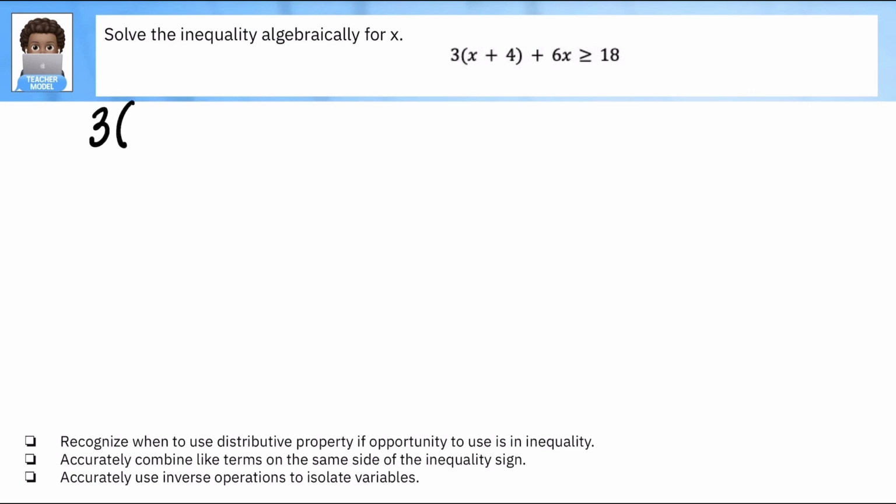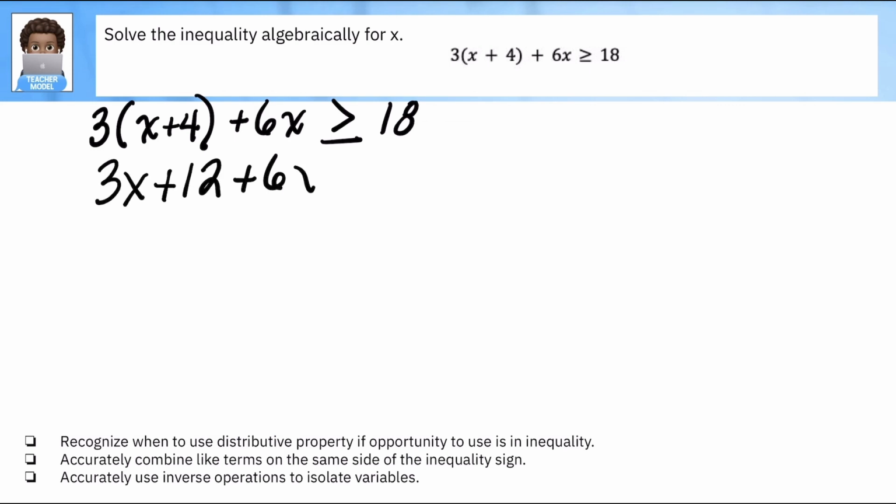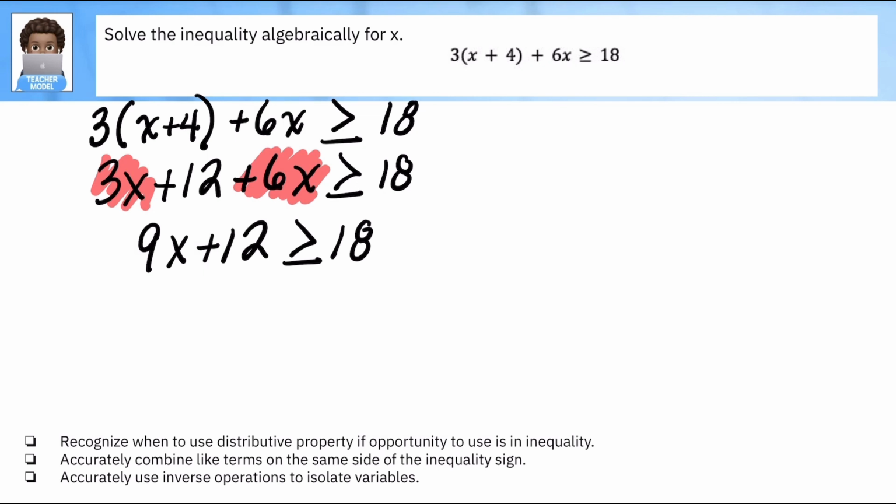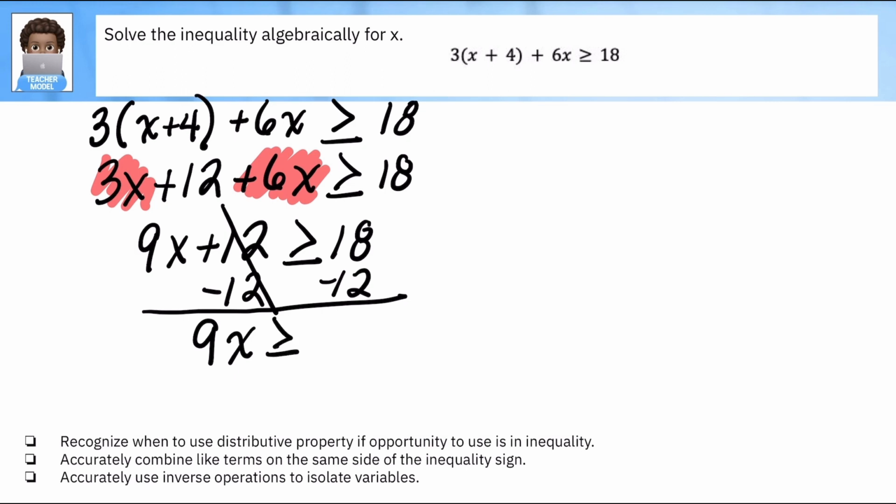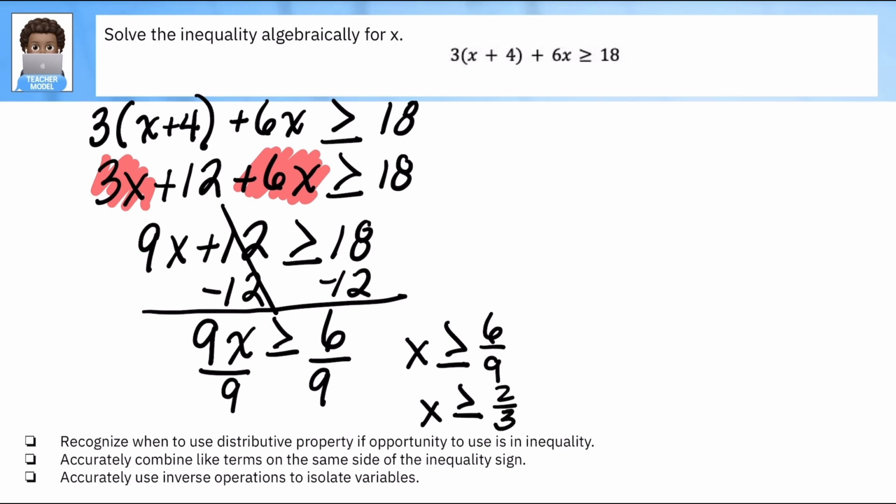All right, let's do our next set. I could already see I'm going to distribute. So let's start there. 3x plus 12 plus 6x is greater than or equal to 18. I see some like terms. So 3 plus 6 is 9. 9x plus 12 is greater than or equal to 18. And now it's a nice simple one. We're going to start isolating that variable. Let's subtract 12 on both sides. So 9x is greater than or equal to 6. And we're going to divide both sides by 9. So x is greater than or equal to 6/9. I'm actually going to simplify this a little bit more. X is greater than or equal to 2/3.